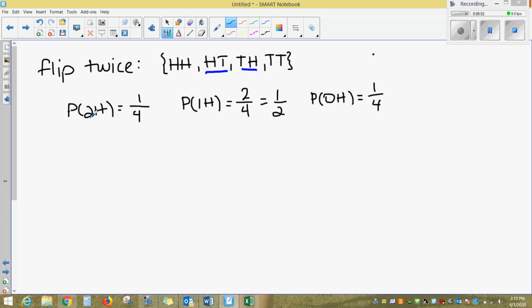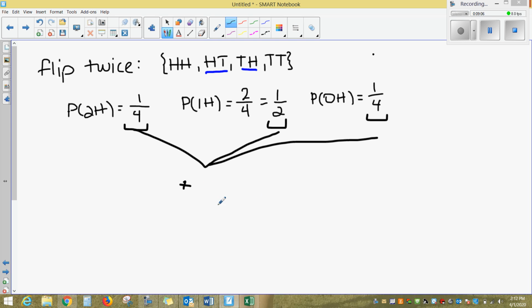Over here, I could either flip 2 heads or 1 head or 0 heads, and notice that if we add up 1/4 plus 1/2, which is 2/4, and another 4th, all of those add up. If we add them up, we get 1. What an ugly way to write that, but that'll always happen. So if we want to find the complement of an event, I'm going to save that for the next video.